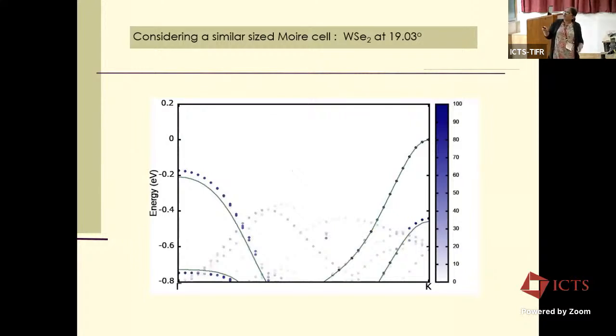Okay, so now what's the origin of this flat band? Why am I seeing it? If you remember, I showed you another large-sized unit cell, at 19.03, which had a similar size. So we went back and looked at that to see whether, in the case of tungsten diselenide, we're going to see flat bands. And everything is the same. What you have is the untwisted limit band structure, and over here the band structure pretty much is similar to the untwisted limit. So there's nothing interesting at this large twist angle in this case.